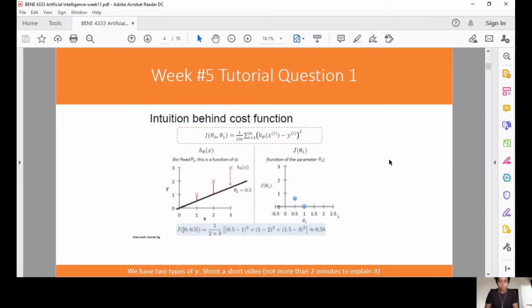Based on this slide, the graph on the left is the hypothesis graph and the y is the output for the hypothesis. The graph on the right is the cost function, and J(theta) is the cost function based on the hypothesis.